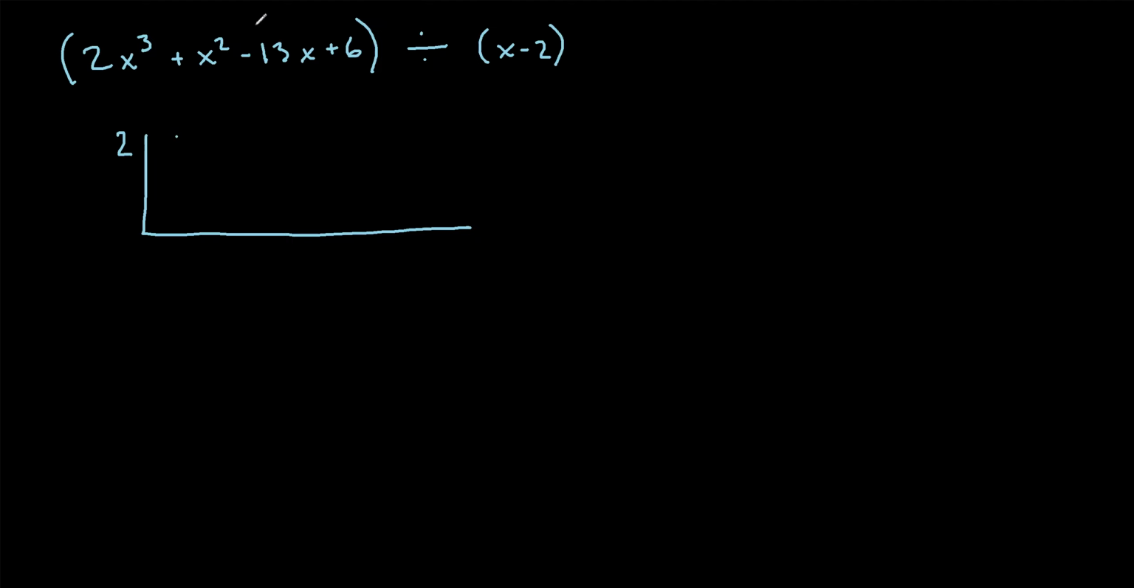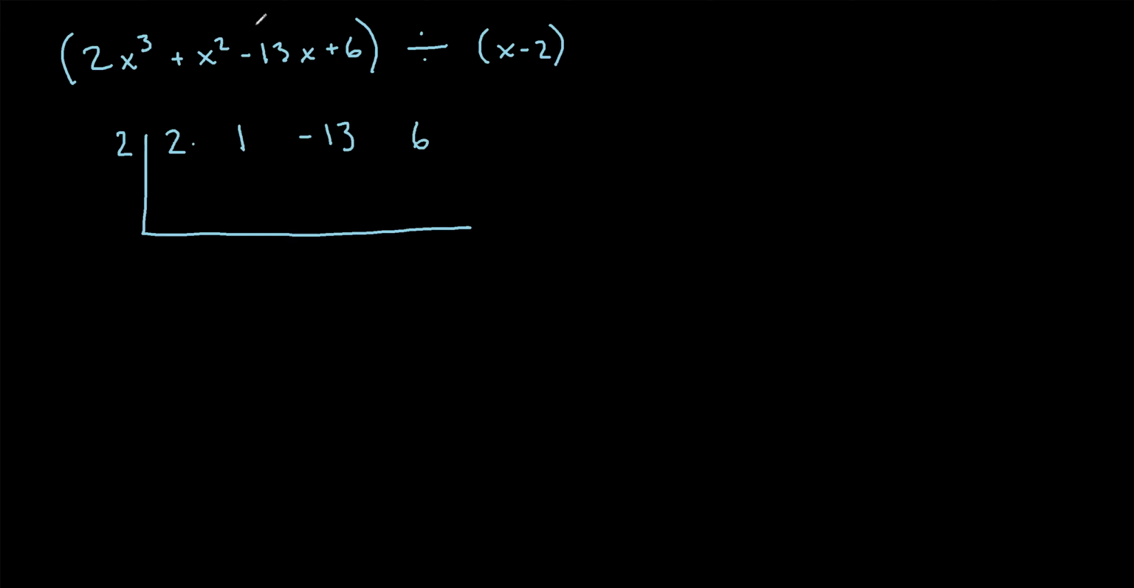And now what we do is we just write the coefficients of the numerator right here in a straight line. So the first one we have is 2, 2x cubed. And then we have a 1 for the x squared. And then we have a negative 13. And then we have a 6.